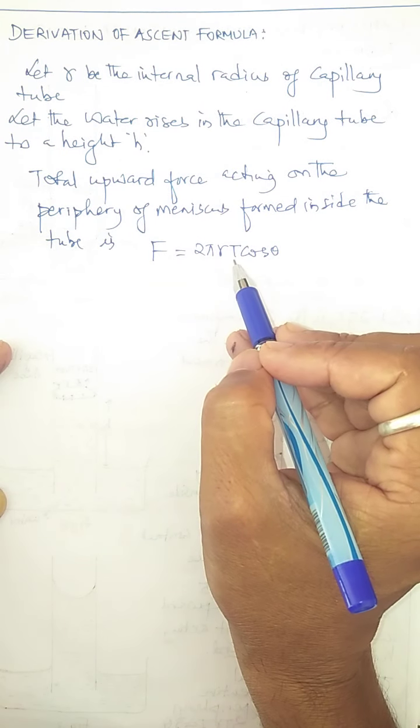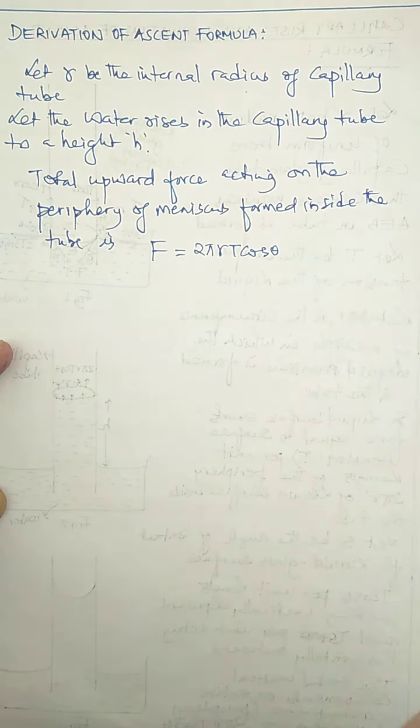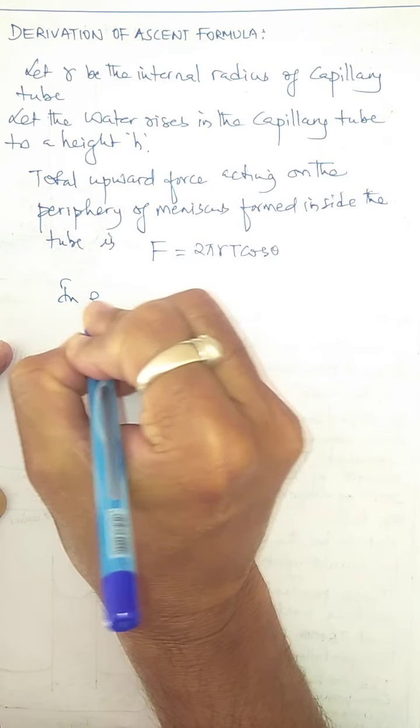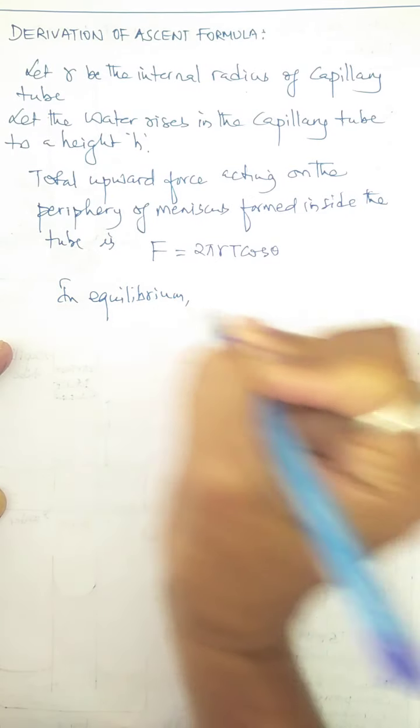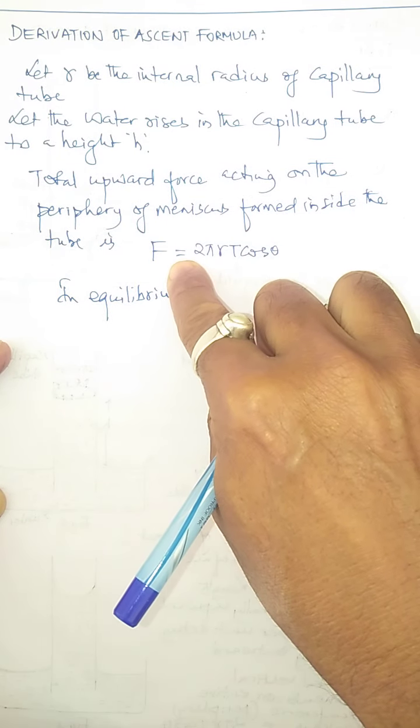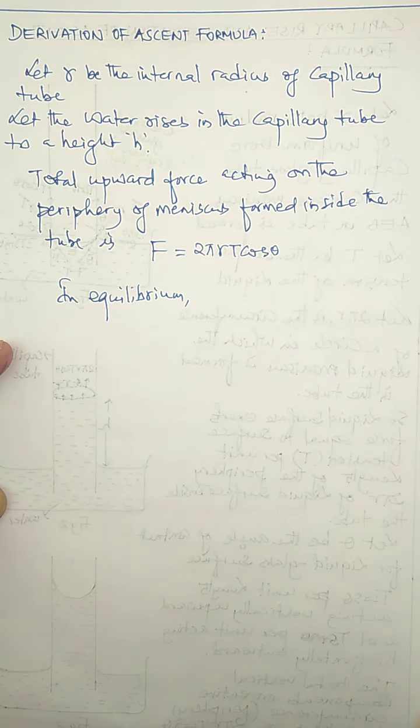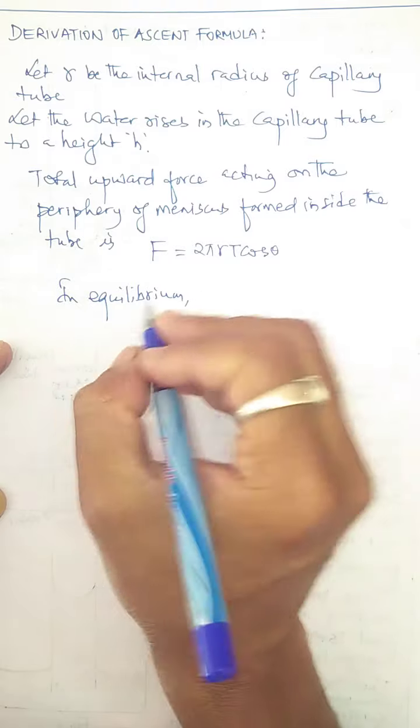Surface tension of water. Now, in equilibrium, this upward force is exactly balanced by the weight of the water column that will be raised inside the tube. So in equilibrium, what happened?